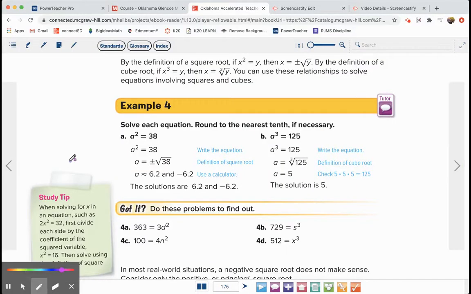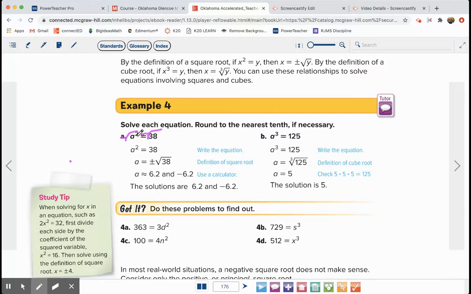Okay, so the last problems that we'll look at today: solve each equation and round to the nearest tenth if necessary. So what this means is we're going to be solving for a variable, normally x, but in this case, a. So this says a to the second power equals 38, or a squared equals 38. So we've got to get a by itself, so we have to get rid of this exponent. Since it's squared, or to the second power, the opposite of that is to take the square root of both sides of the equation.